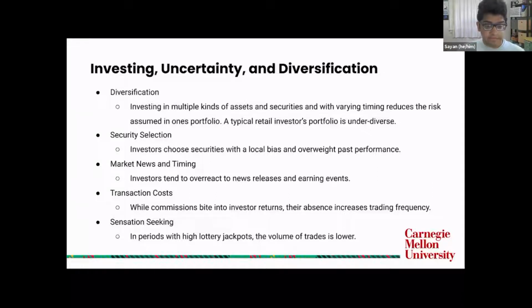And finally, I learned that investing money in the stock market can also result in a thrilling sensation that is akin to gambling. This is evidenced by the fact that the volume of trades made is lower in periods when there's a high lottery jackpot. However, high turnover in portfolio, whether caused by an overreaction to market news or sensation seeking, decreases investor returns over time.